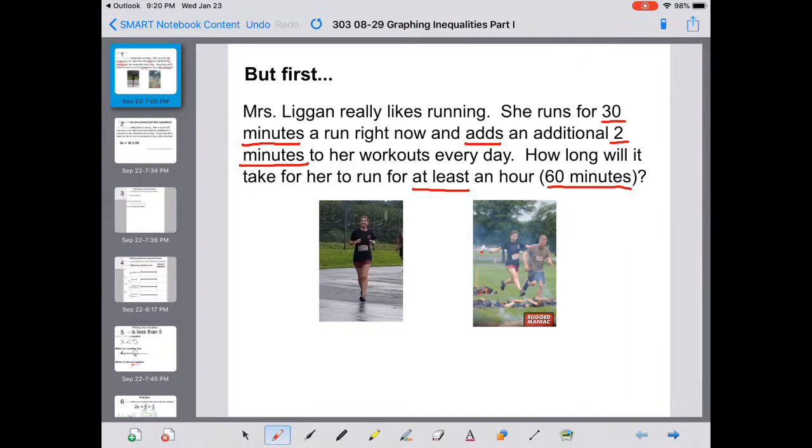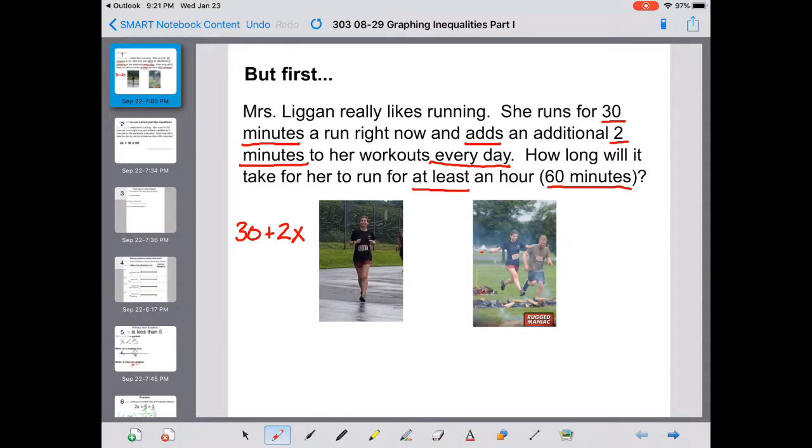So let's pick out the key parts of this word problem. The first part is that she runs 30 minutes right now. She adds 2 minutes to her workouts every day. So adds means, of course, that we're going to use a plus sign, the 2, but it's not just adding 2 once. It's going to happen every day. So we're going to indicate that by putting an x next to our 2. So 30 plus 2x.